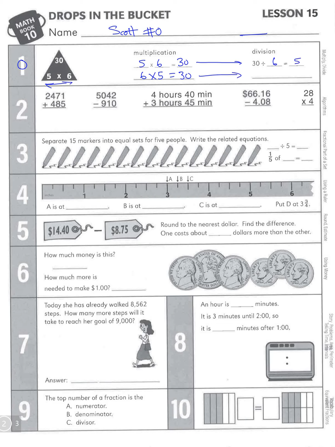And then same thing over here. This time we have 6 groups of 5. So let's see, if we start with 30 and we divide them into groups of 5, we will end up with 6 groups. All right, number 2, addition.